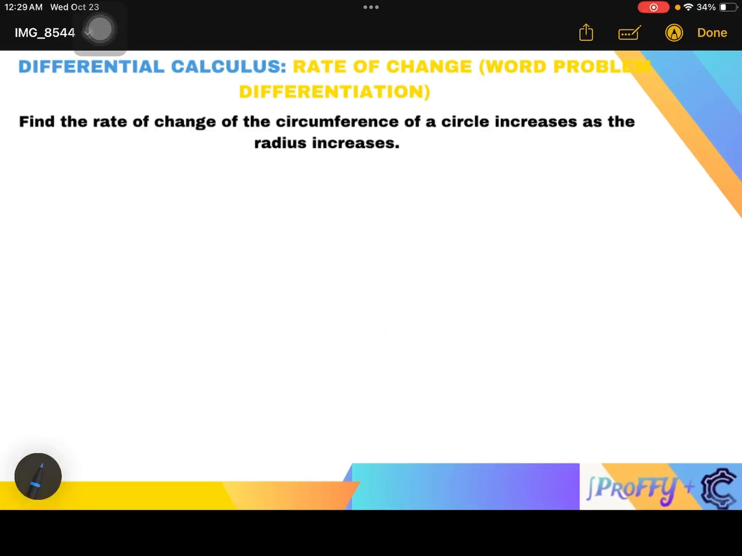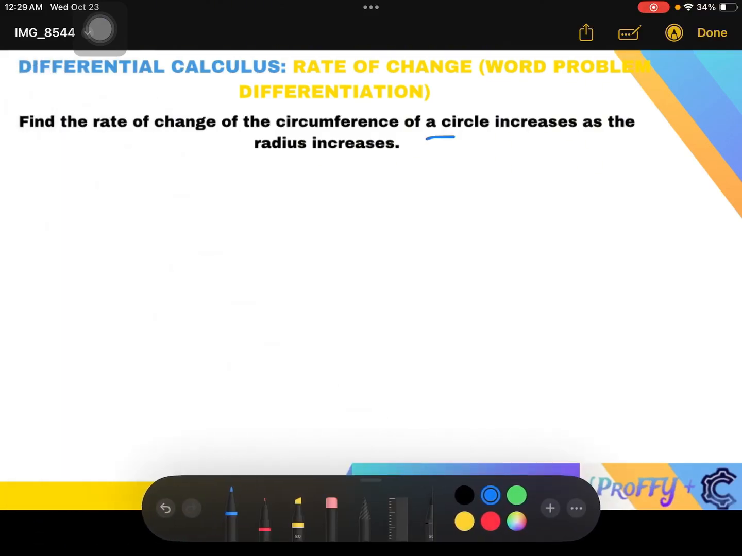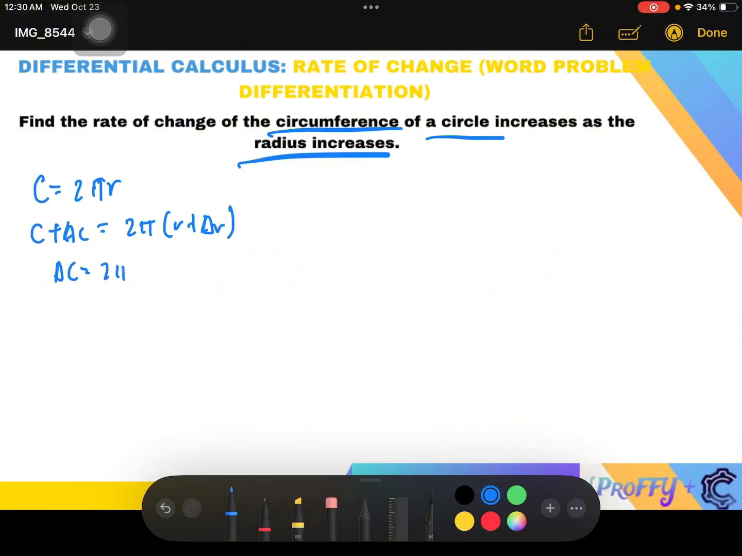Find the rate of change of the circumference of a circle as the radius increases. What is the formula for the circumference of the circle? C equals 2 pi r. Then C plus delta C is equal to 2 pi times r plus delta r. The r increases, so yun yung ide-delta natin. Delta C is equal to 2 pi r plus 2 pi delta r.